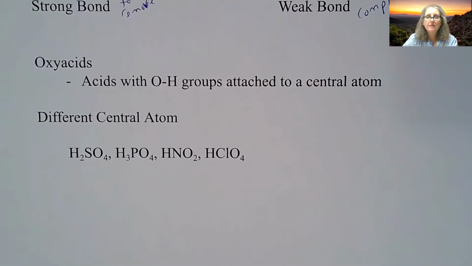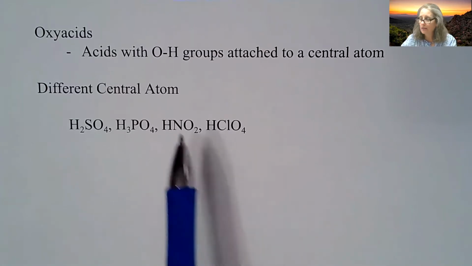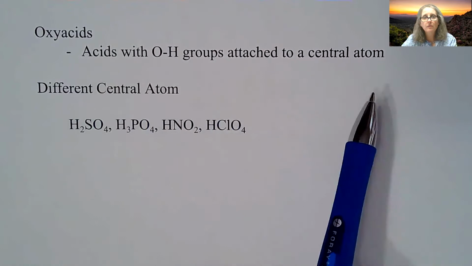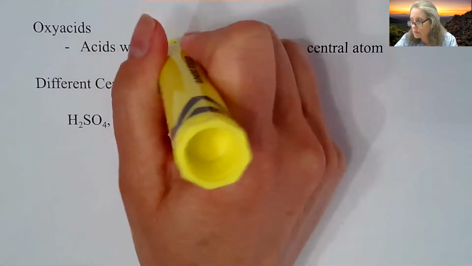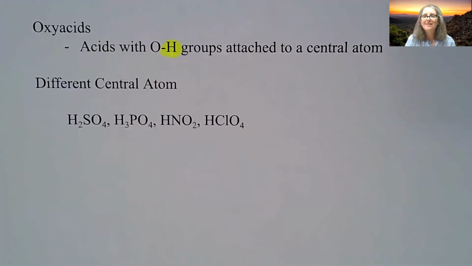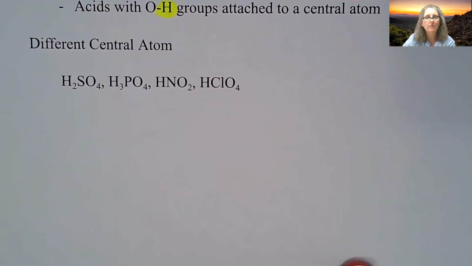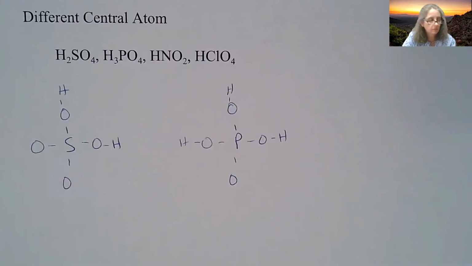So oxyacids, another topic brought up in the book, are acids with OH groups attached to what we call a central atom. There are different ways for you to look at these oxyacids, and do note that that H is an acidic H, okay, so it's not an alcohol group that we're talking about. So what happens if you have a different central atom for this? I'm going to pause the video and draw a couple of examples here.